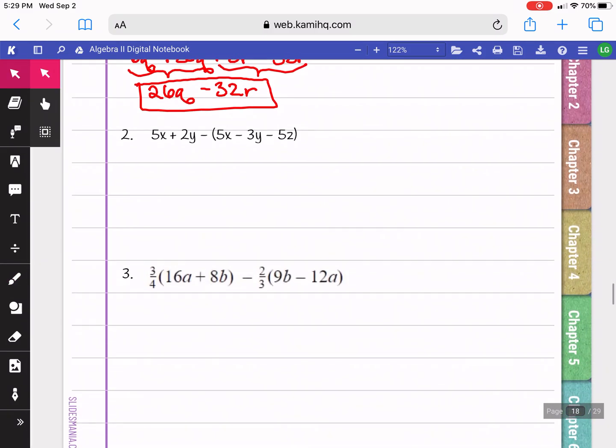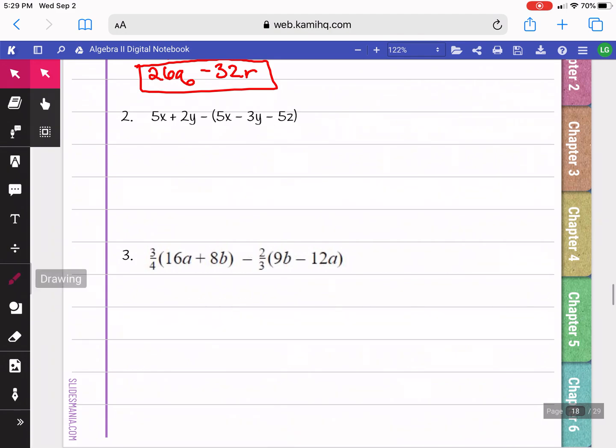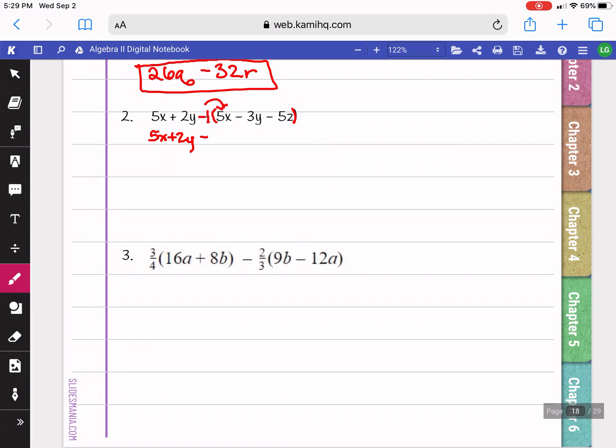If we look at our next example here, I have parentheses, so I'm going to have to distribute. If there's nothing in front, you can put an imaginary 1. So it's like I'm going to distribute a negative 1. So I have 5x plus 2y. I'm going to leave that alone for now. And now I'm going to distribute the negative 1 to 5x. Negative 1 times 5x is negative 5x.